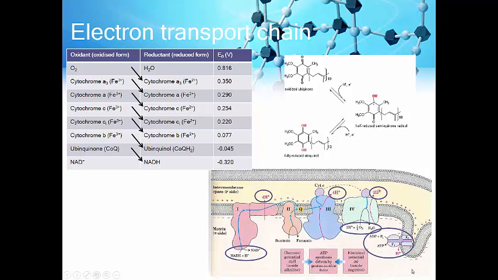Okay, so the ATP synthesis is driven by a proton motive force, and it's got to do with the electrical potential inside and outside of that membrane.